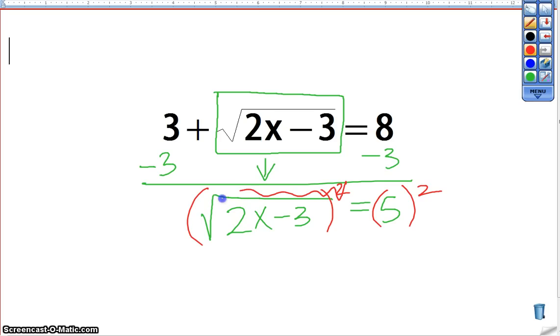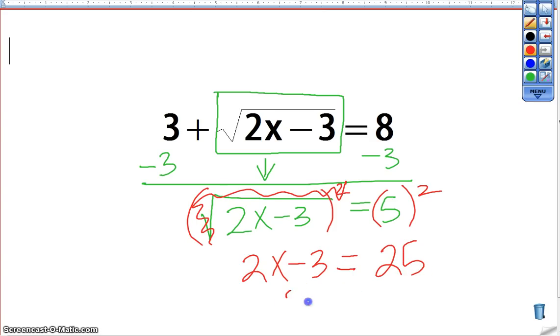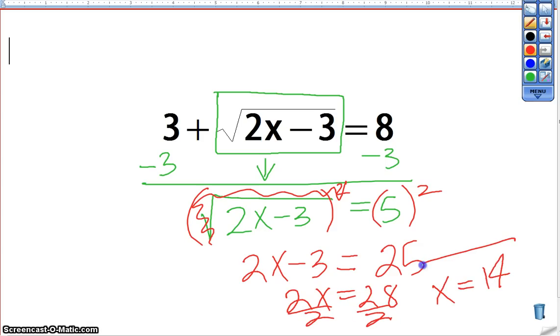Baby 2 and house, gone, gone, gone. So I get 2x minus 3. And over here, 5 squared is 25. And then this is an old box road problem. You can add 3, divide by 2. So I get 2x equals 28. Divide both sides by 2, so x is going to be 14.